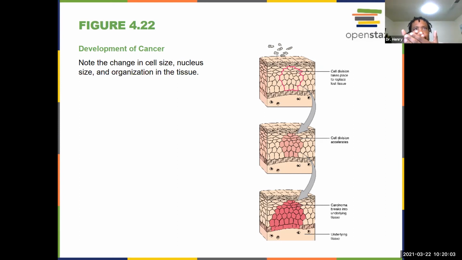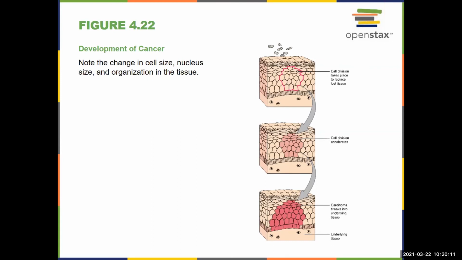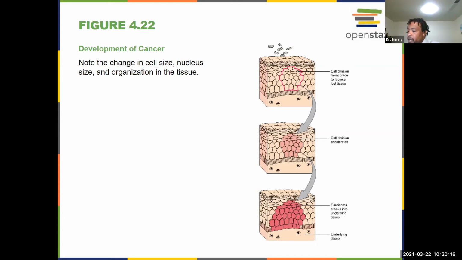What's going to happen to that tissue over time? Gonna break off and go into other parts of the body. It's going to break off. And that process of it breaking off is called what? Do you guys remember?